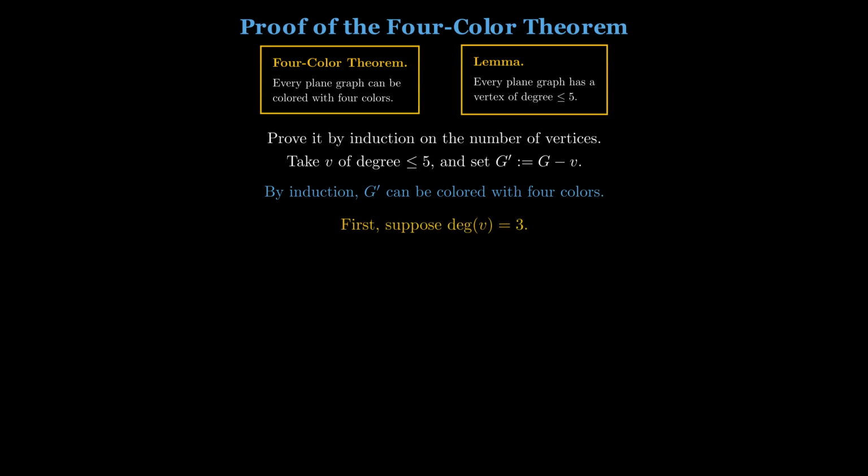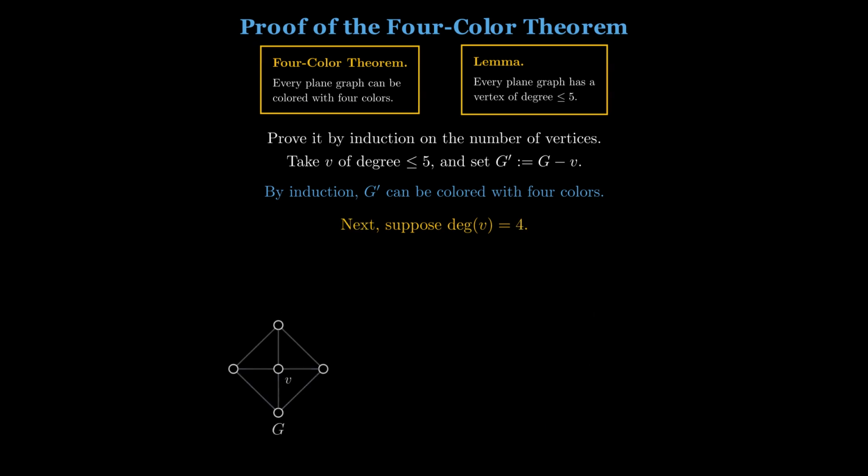Begin with the easiest case, where V has degree 3. Remove V to form the smaller graph G' on the right. By induction, G' is four-colored. The three neighbors of V use at most 3 colors. So a fourth color is still free. Put V back and give it that color. This case is done.